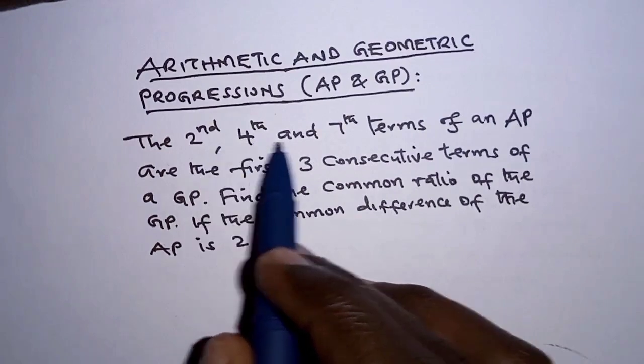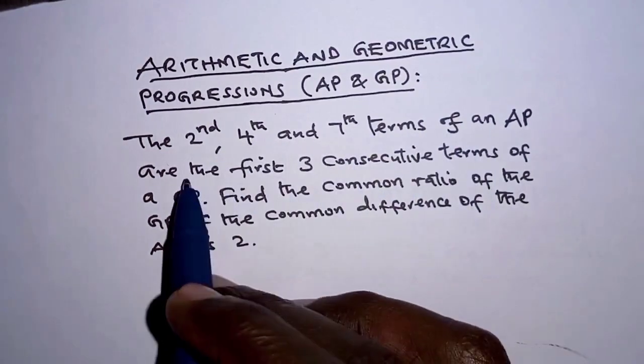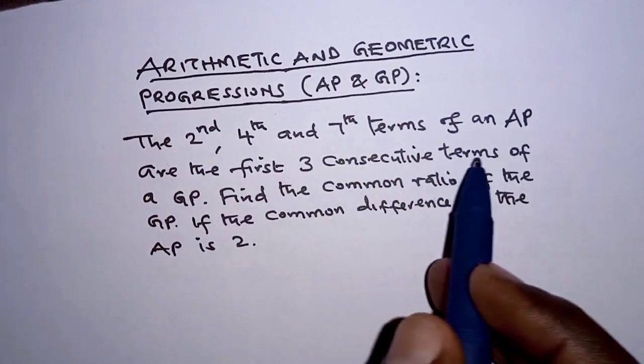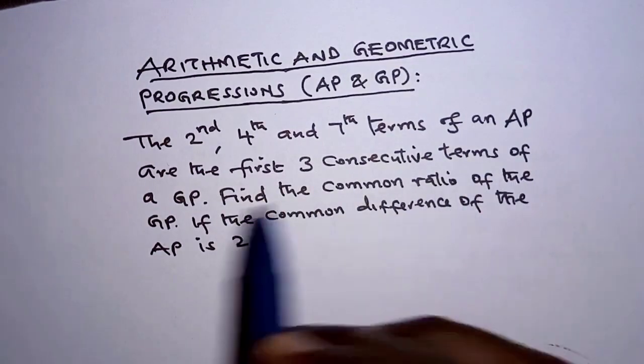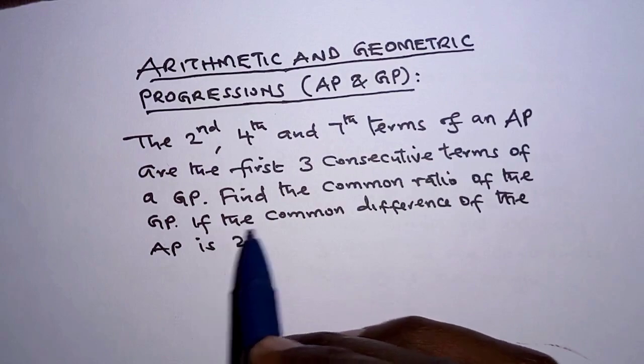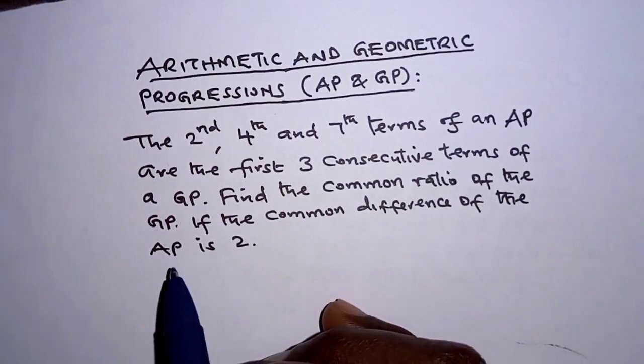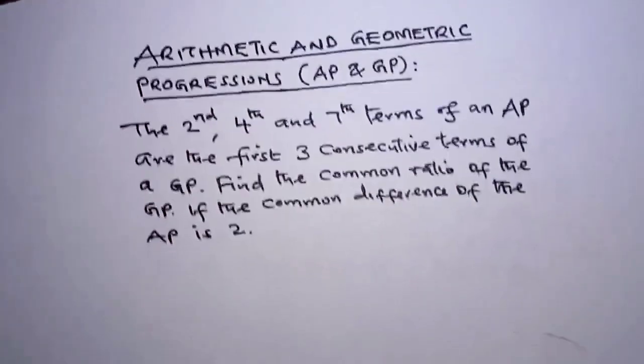The second, fourth, and seventh terms of an AP are the first three consecutive terms of a GP. Find the common ratio of the GP if the common difference of the AP is 2.